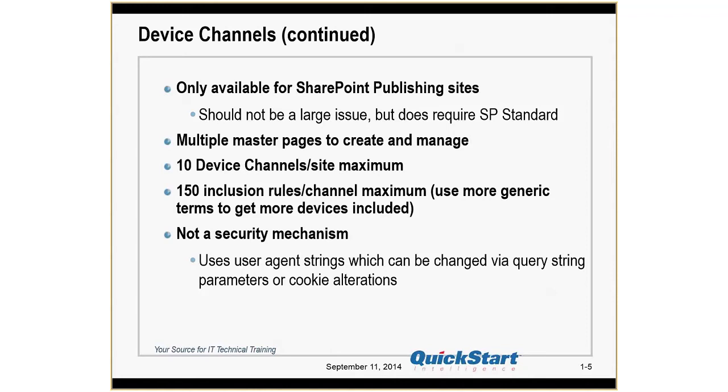So 2, 3, 4 device channels is probably going to be the more optimal solution, rather than going all the way up to 10. Now, please understand, these device channels are not a security mechanism. It's going to show the content for that device channel based on the user agent string, which is a combination of the browser, the device, sometimes the Windows resolution. Sorry, it's not going to be the browser resolution. You do that through responsive web design, but it's the device and the browser.